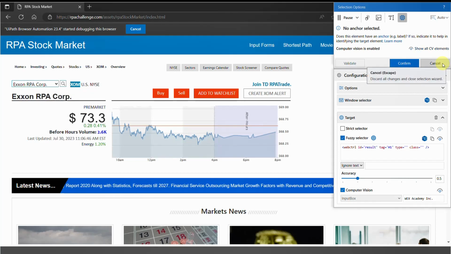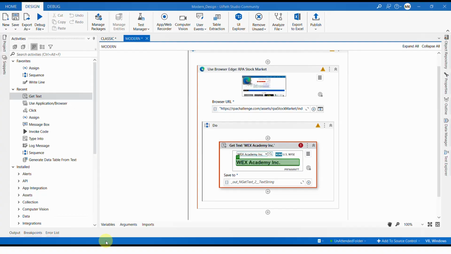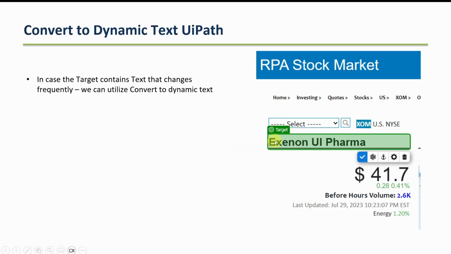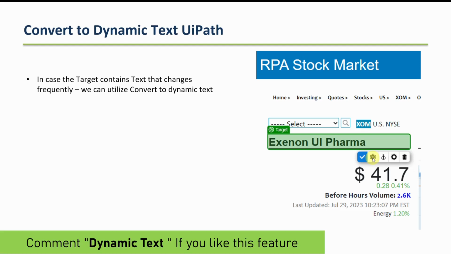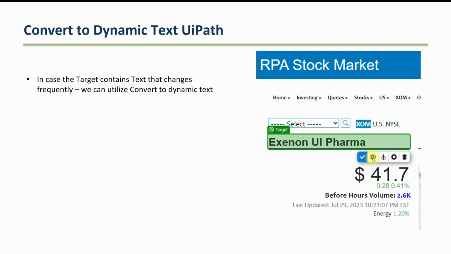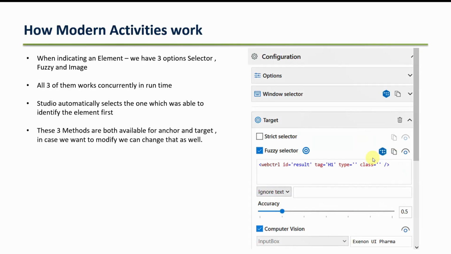I'll click cancel, and let's go back to the presentation. So that was the option of convert to dynamic text which is available in the second menu. I hope you were able to see the difference, how just by clicking on a simple thing you can actually convert the selectors to work with dynamic text. I personally like this feature. If that is the same with you, just comment dynamic text and I would understand that yes, you guys also like it.